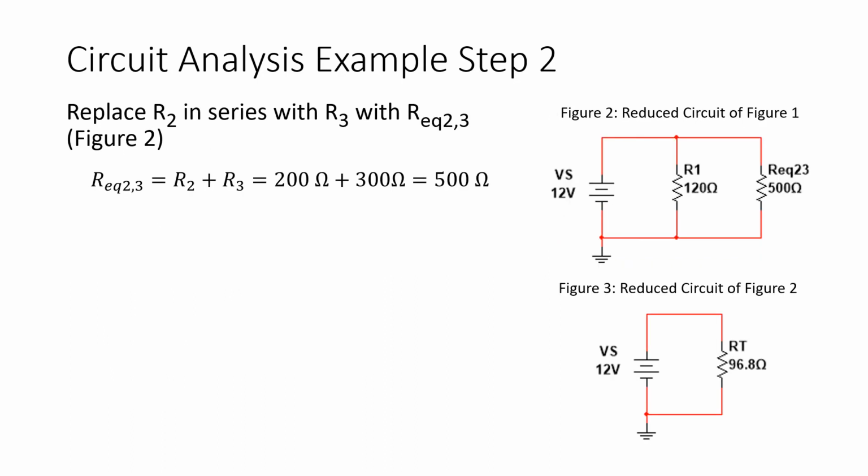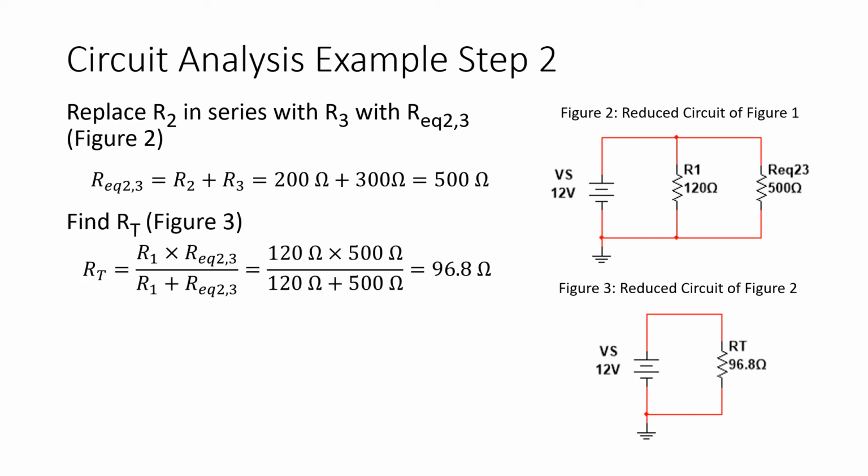Now, the first step in our circuit reduction is to take the series combination of resistors R2 and R3 and replace them with one equivalent resistance that we'll call REQ23. REQ23 has a value of 500 ohms. And referring to the circuit of figure 2, you see that we have now a simple parallel circuit.